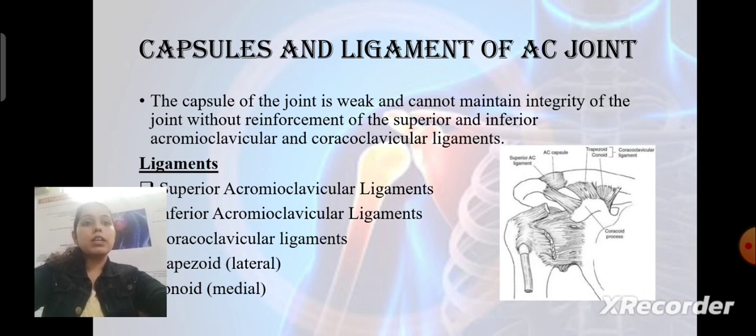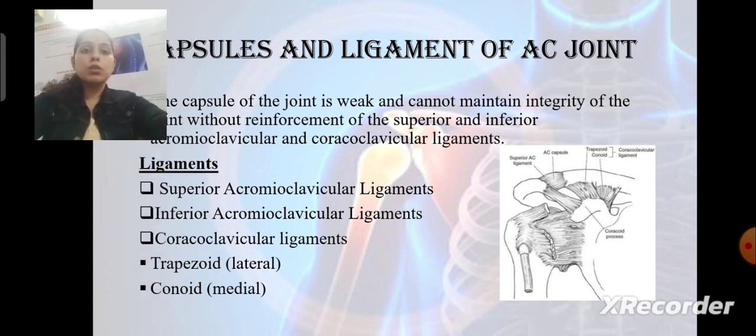Now, the capsule and ligaments of the AC joint. The capsule of this joint is weak and cannot maintain the integrity of the joint without reinforcement of the superior and inferior acromioclavicular and coracoclavicular ligaments. The ligaments are: first, the superior acromioclavicular ligament; second, the inferior acromioclavicular ligament; and third, the coracoclavicular ligament, which includes the trapezoid laterally and the conoid medially.